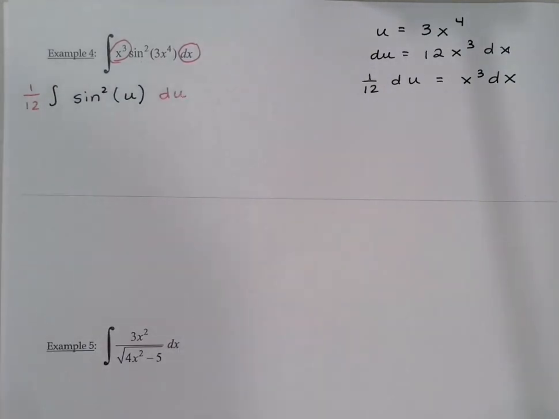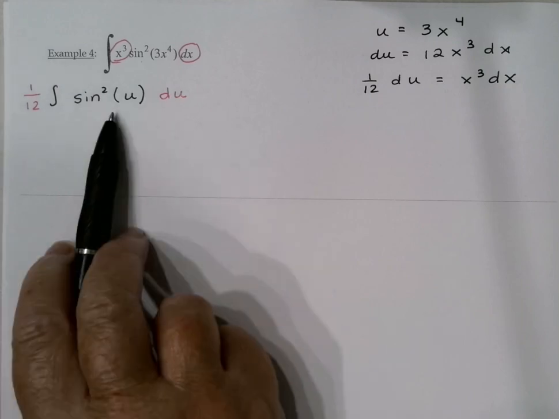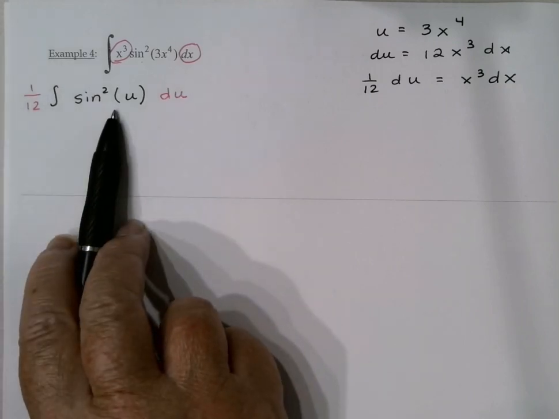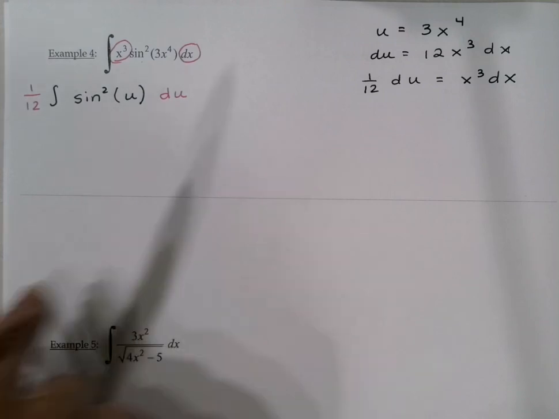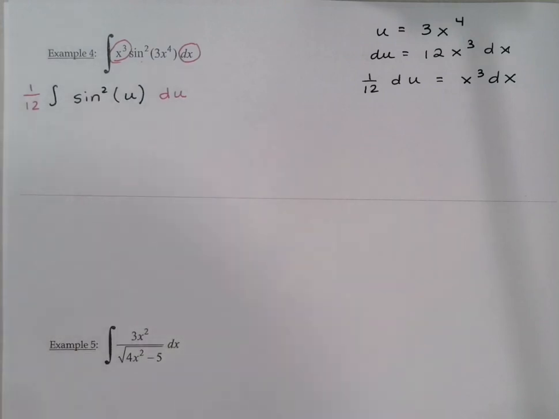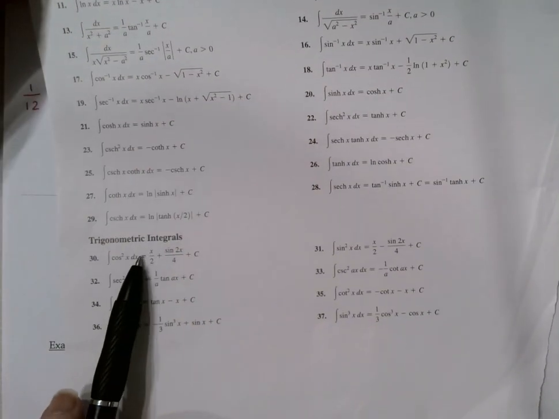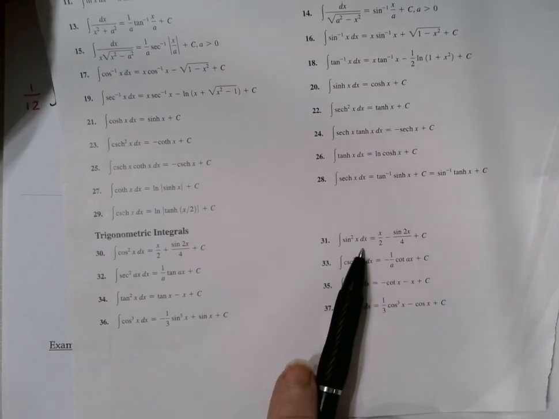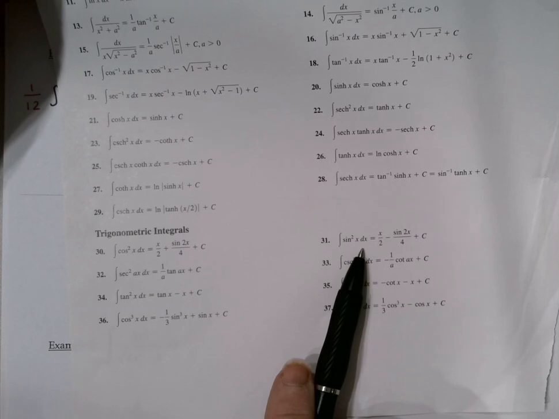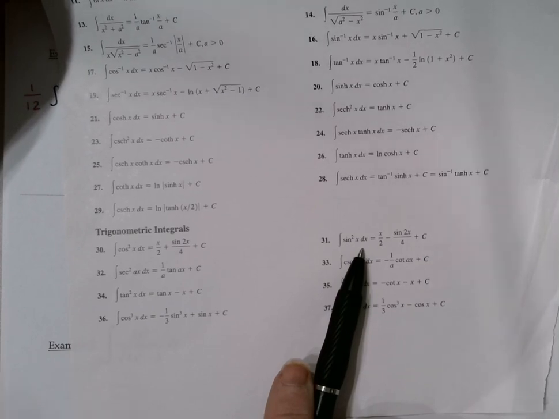Okay. That leaves me with sine squared u. Now, we did study in the last chapter, the last unit, how to integrate things like that. But now that we have the tables, we should be able to take a shortcut. Let's see if we can find something in the trig integrals section that would help us out here. Trig integrals. And let's see, sine squared x looks like it's right over here at number 31. So I'm going to use number 31.